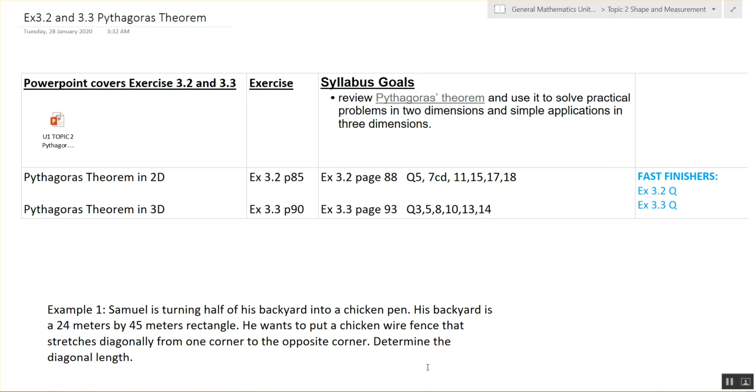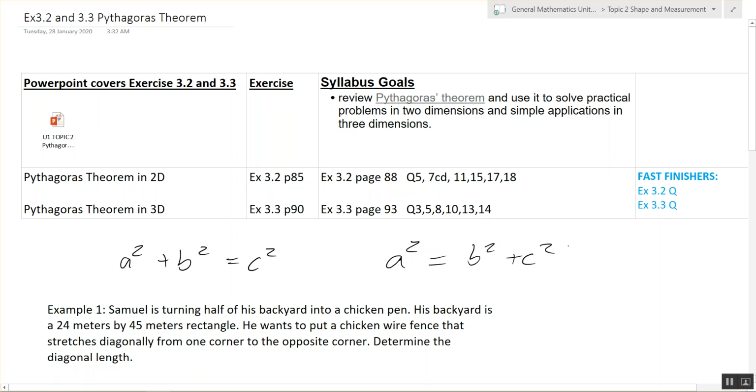Pythagoras' theorem for me. A squared plus B squared equals C squared. Or A squared equals B squared plus C squared.